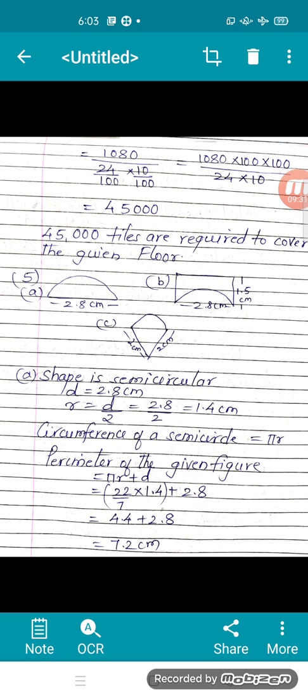Diameter is how much? First figure we are referring to, 2.8. So radius will be half, 1.4. Circumference of a semicircle is pi r. Following? So we get perimeter of the given figure is equal to pi r plus diameter. 22 upon 7 into 1.4 plus 2.8 gives you 7.2 centimeter.